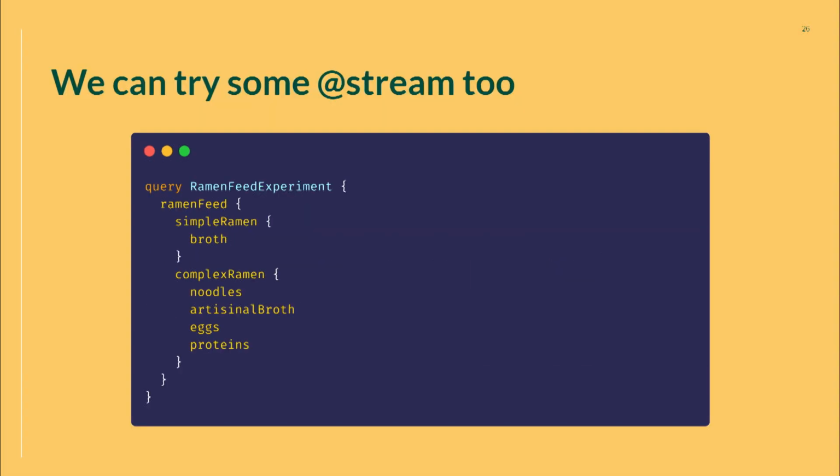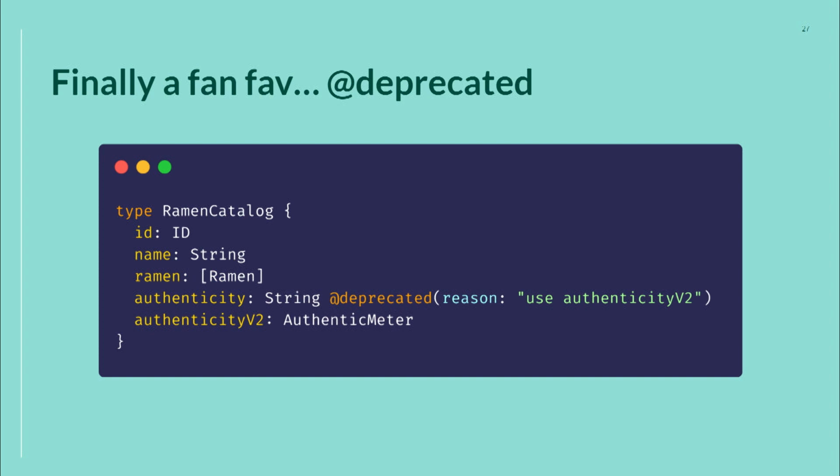And then stream is very similar, but we use it on lists specifically, right? Get an initial part of this list, and then the other parts of the list will get streamed into your service, again, depending on if your server supports all these things. And then here's our favorite and the OG, deprecated, which I'm sure is in every single schema out there, giving you a reason to not use these fields.